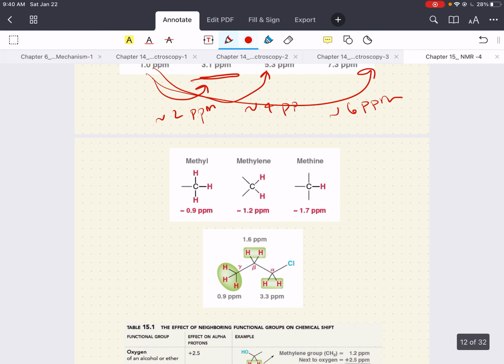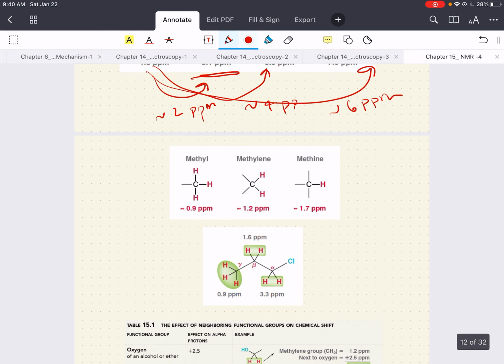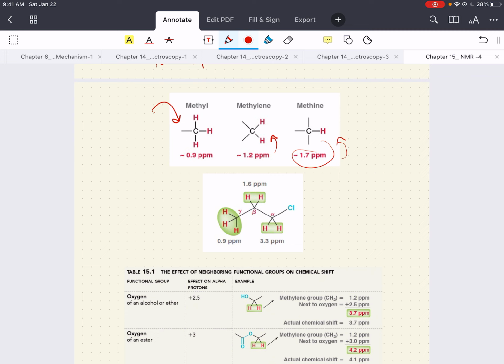Now, in general, for some concrete numbers, a methyl group is going to show up around 0.9 to 1 ppm. A methylene group, just a carbon with 2 hydrogens on, is going to be around 1.2 ppm. And then a methine group, just a carbon with 1 hydrogen, around 1.7 ppm. Now, that's just these groups in general. What if you have other atoms nearby? If there are different groups, like halogens, like we just talked about, or oxygens, right? Ester groups, ether groups.